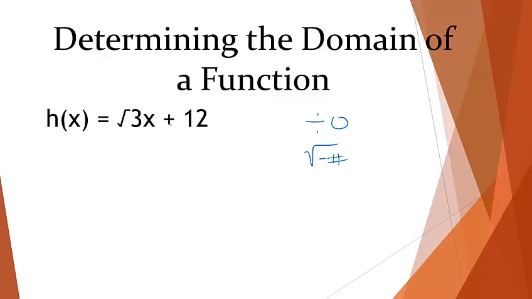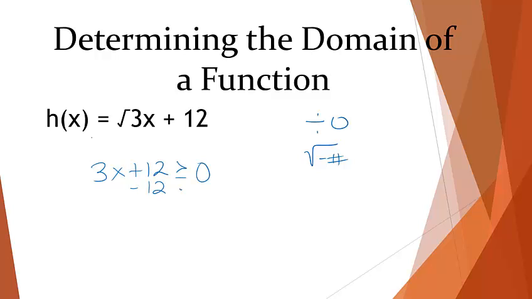So this won't work. Let's look at our problem and make sure we don't have any of these situations going on. I don't have any division, so I know I'm not going to be dividing by 0. But there is a square root. So I can't take the square root of a negative number. It means that 3x plus 12 is not allowed to be negative. That means it has to be greater than or equal to 0, okay? Because it's got to be a positive number, it's got to be 0. So let's solve this to figure out.